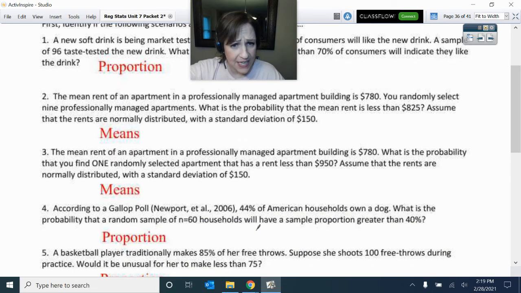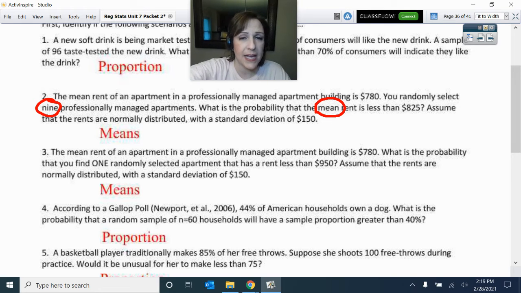So next, here was the same question. So it was also means. The reason questions 2 and 3 were different is they are actually computed differently, because number 2 is asking about the probability of the average rent of some apartments that you randomly selected, okay? But number 3 asked just about the probability of one apartment being at that location or being that value, okay?